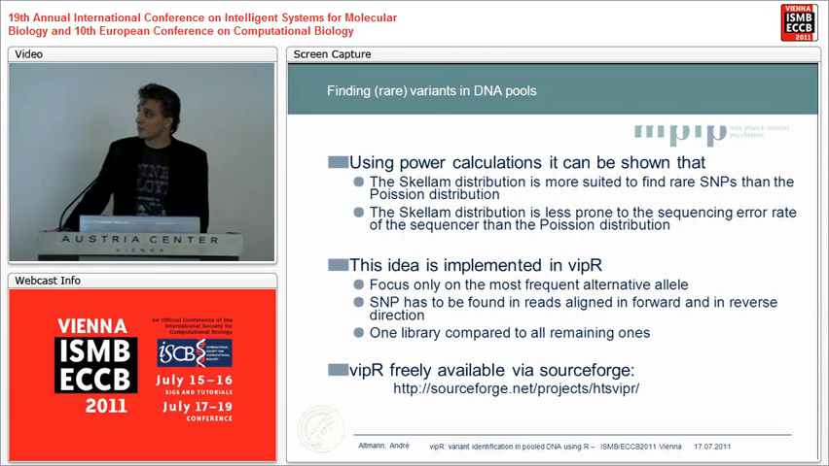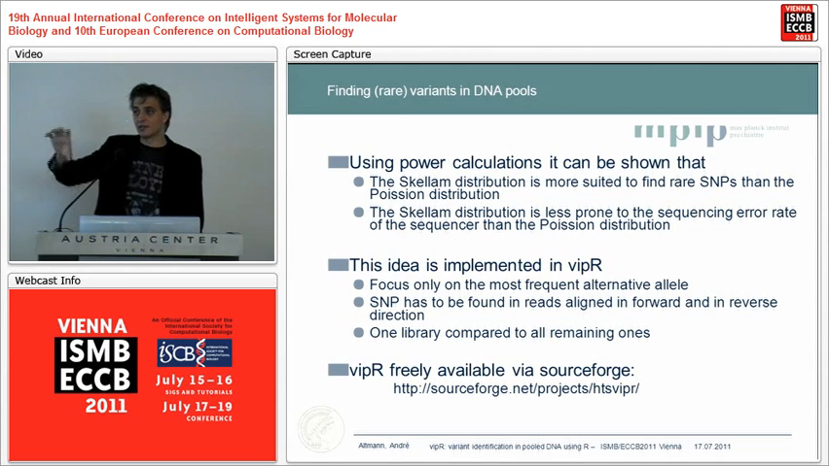Using the Skellam distribution, we implemented a small tool in R. Currently it focuses only on the most frequent minor allele so that we don't have to test against all three other alleles. It's also an important fact that it requires finding a SNP in both the forward and backward aligned directions, so that it's also sequencing dependent. Then what we do is compare one library against all the remaining ones. So if you have 4 libraries, you take one library and compare it with the other 3 and see if you find a higher allele frequency in this first library. The tool is freely available at SourceForge.